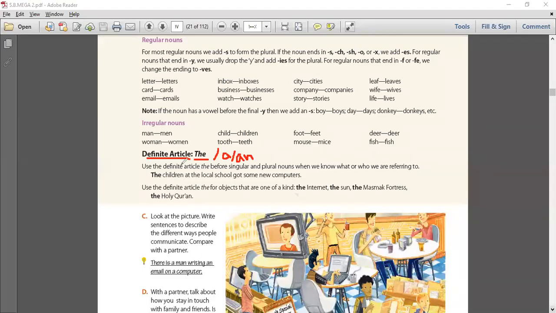Record this. We use the definite article "the" before singular and plural nouns. We can use them. "A" and "an", we use them only with singulars. But "the", we can use with singular and with plural nouns when we know what or who we are referring to. For example, the children at the local school got some new computers.